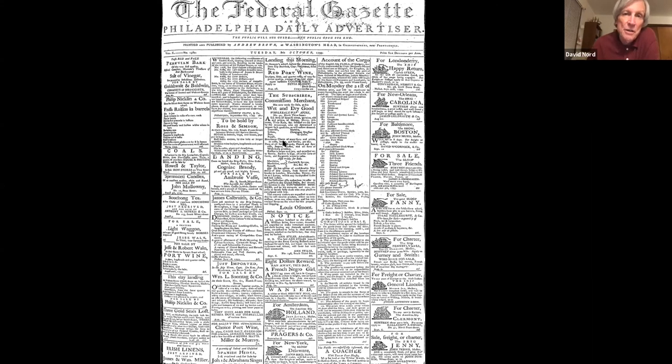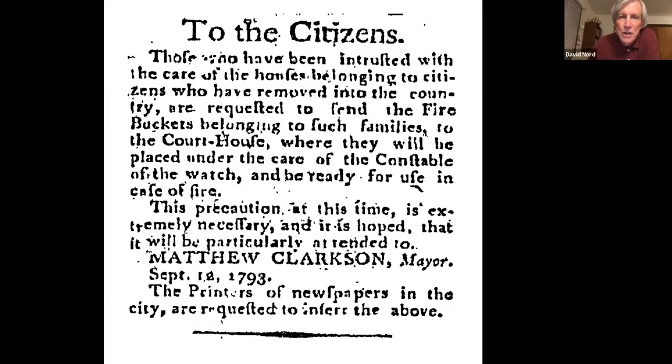Here's the Philadelphia newspaper that I was talking about, which is the Federal Gazette. And like all newspapers, particularly commercial papers, the front page was all ads. But inside was a lot of information about the epidemic, including information from the mayor and from other city officials.